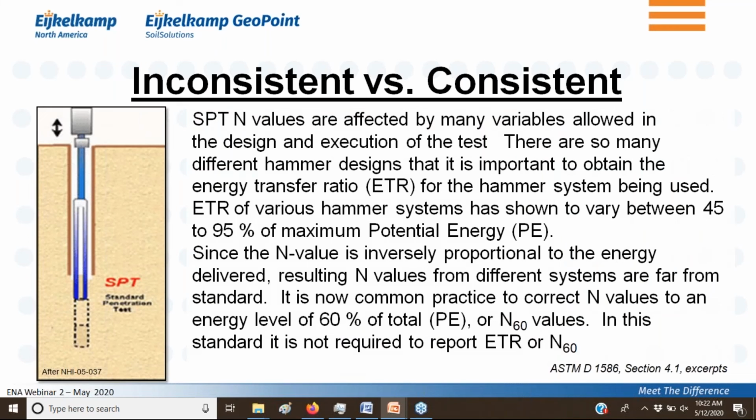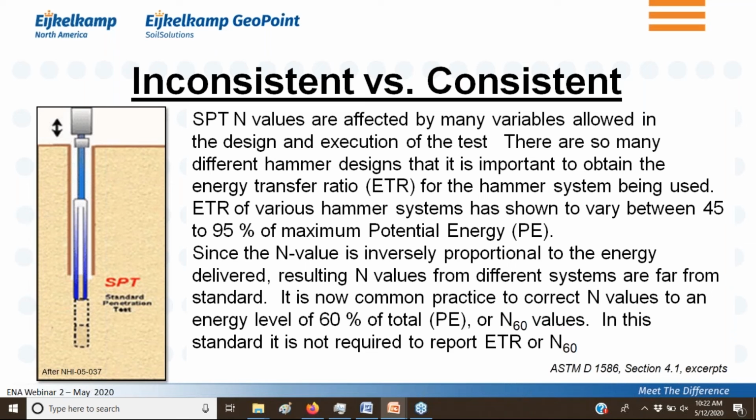Now, let's go look at SPT. You drive that split spoon into the ground by dropping this hammer, but the problem is not every hammer is the same. Some hammers put in about 45% of the potential energy in the ground. Sometimes it's 95%. And it also depends on what kind of method I've used to drill the borehole, whether I have a liner inside the split spoon, all kinds of differences that make it possible to have an inconsistent reading.